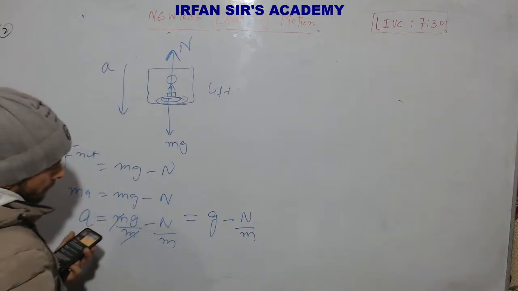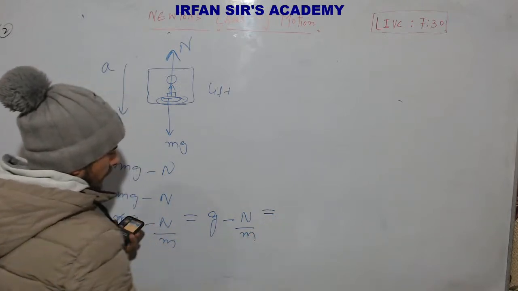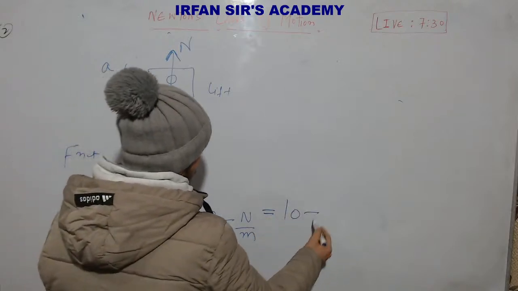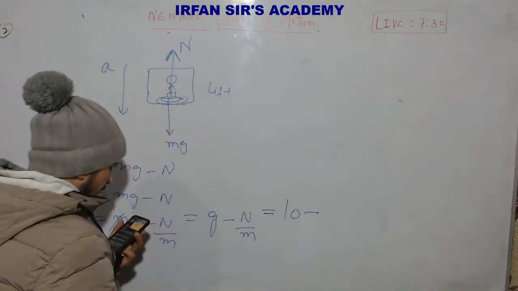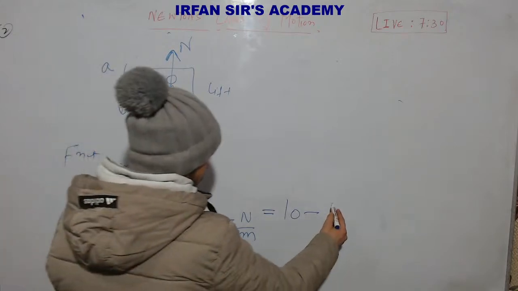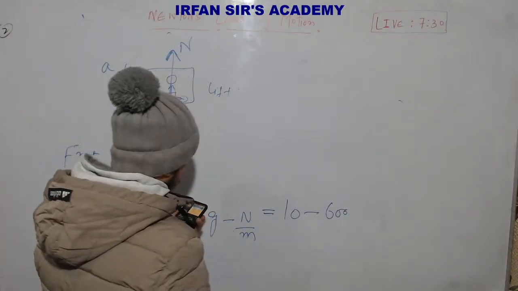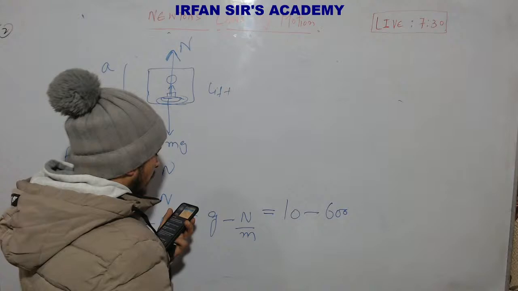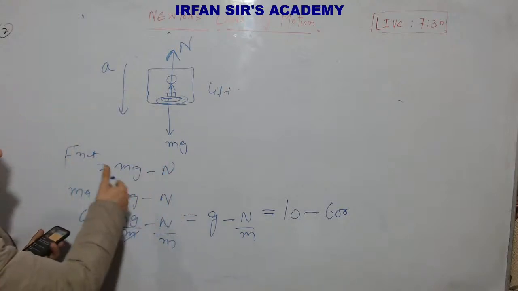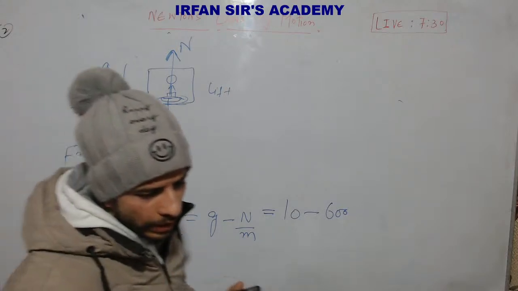N upon m. What is this? This will be 10 minus n. What is the value of n? That is 600. Yes, exactly. It is given that the reading on the scale of the weighing machine is 600. What is the reading? The reading will be that for every action there is an equal and opposite reaction.